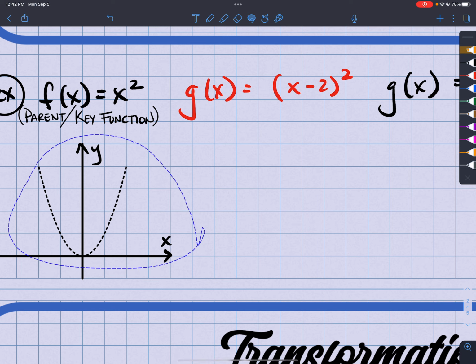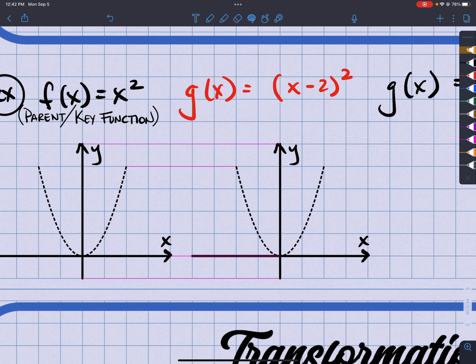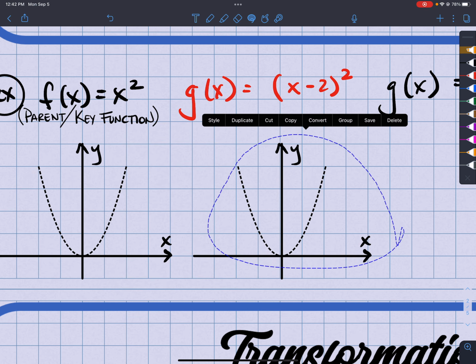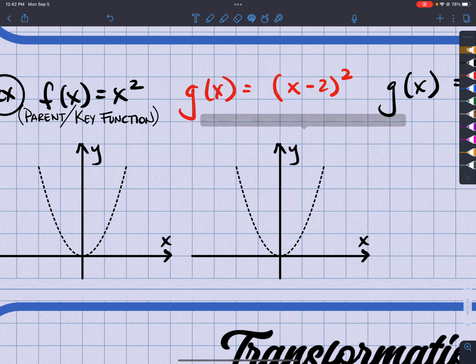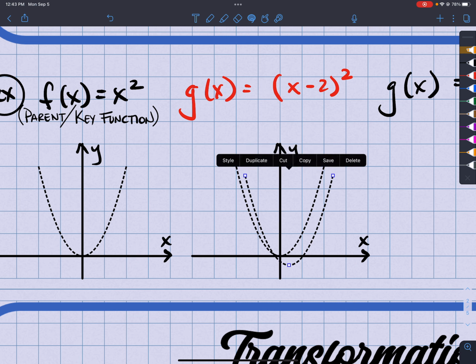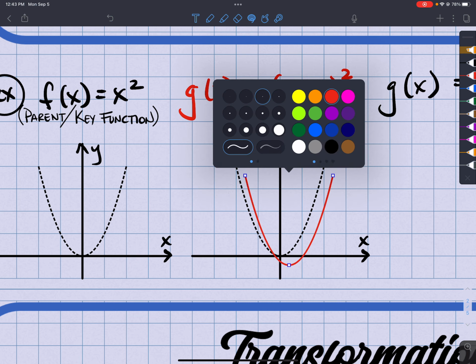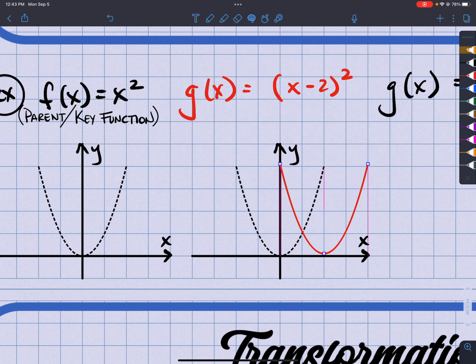So if I had this as my graph, bring that right over here, then what happens to this? Let me duplicate this and change it to red and solid. What will happen is that it will shift right 2 units. Let me write that down: shift right 2 units, because it affects the x. So the x only goes left and right. Notice what happens there.